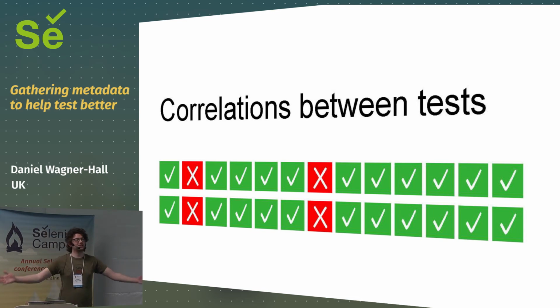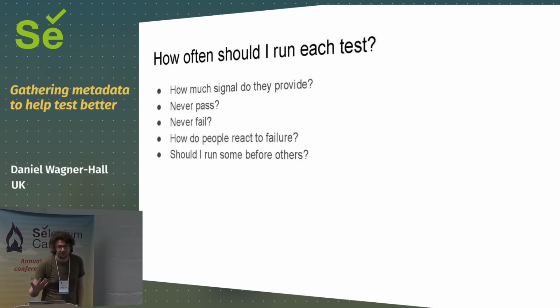Again, if you have all of this data, if you can look at every time that these two tests have ever run and say, this one's only ever failed when that one failed, you can start doing that kind of automated selection. So, how often should we run tests? I don't know. Look at some data, work it out.